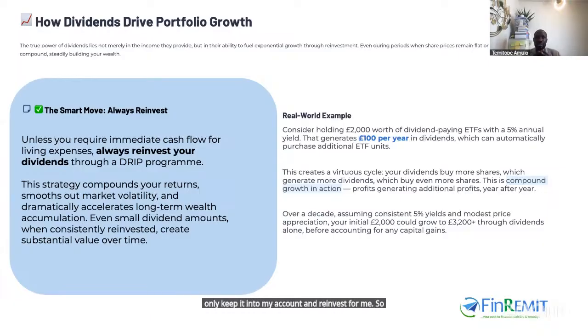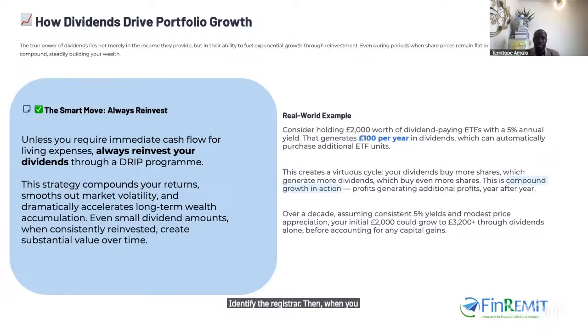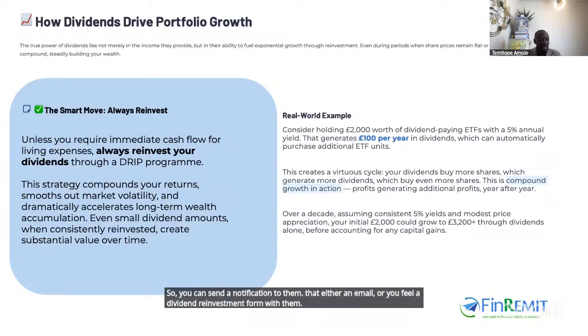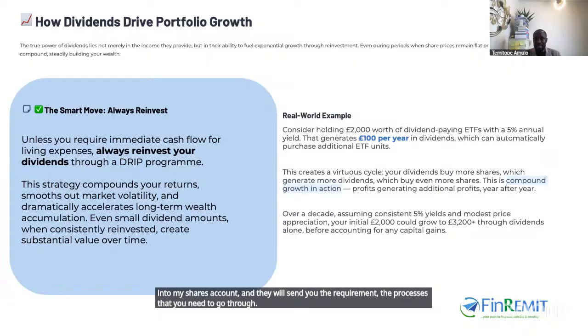In that instance, the first thing you need to do is identify the registrar. Every company has a registrar. That's the company in charge of issuing the shares and paying the dividends. Sometimes you don't even see GTB as the payer of that dividend; you could see the name of the registrar, as the case may be. So you can send a notification to them, either by email or by filling a dividend reinvestment form with them, and say, just don't send me dividends anymore, reinvest my dividend back into my shares account. They will send you the requirements and the processes that you need to go through to complete that simple process.